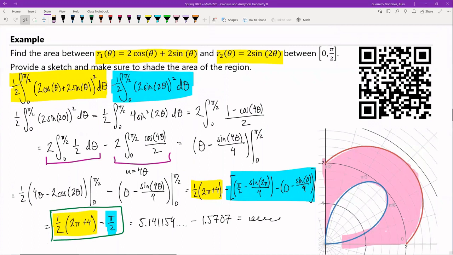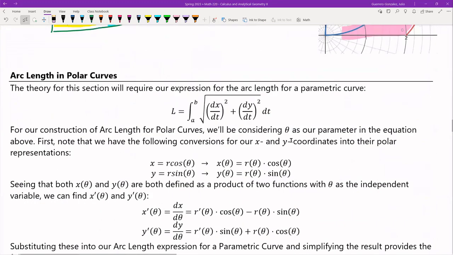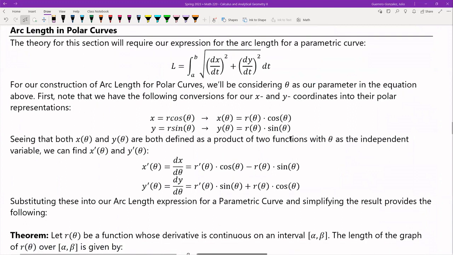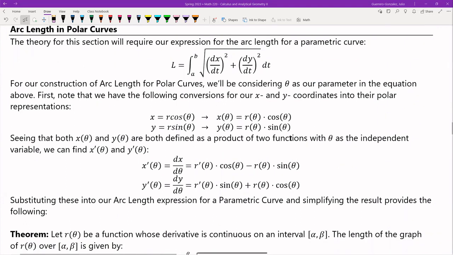That is areas under the curve. So now let's move on to the next one, arc lengths for polar curves. For that one, the construction is basically using our parametric stuff from section 7.1 and 7.2. If you recall, arc lengths for parametric curves were these right here, okay?